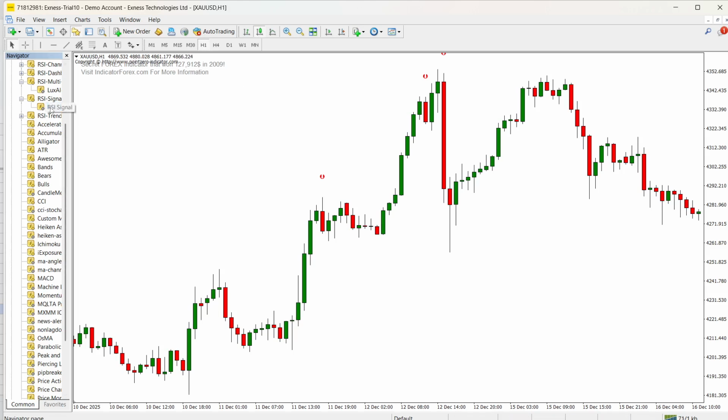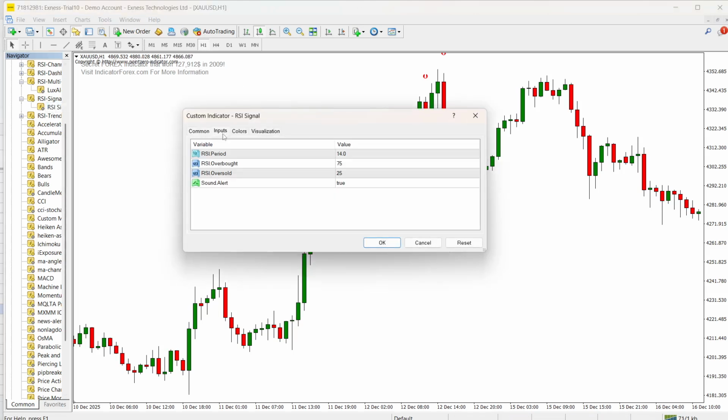As for the indicator settings, let's take a look at the inputs. So we have the RSI period, overbought and oversold levels. Here we have it at 75 and 25. And then we have the option to set sound alerts for when new visual cues are generated.